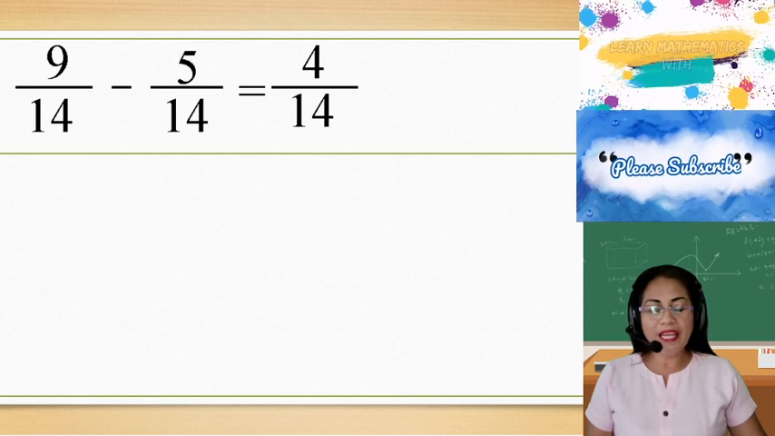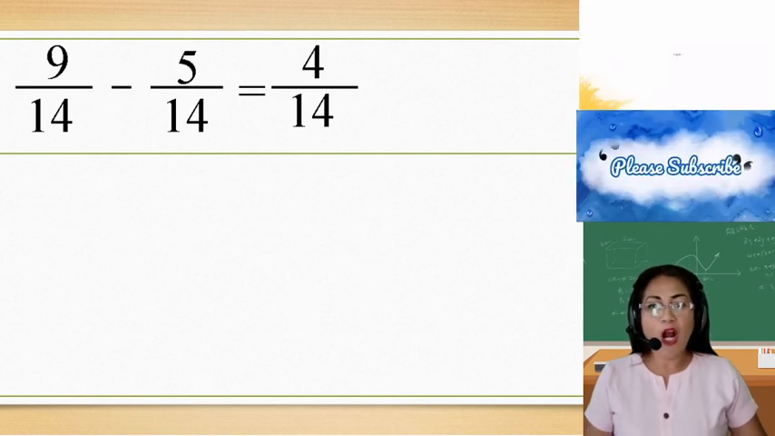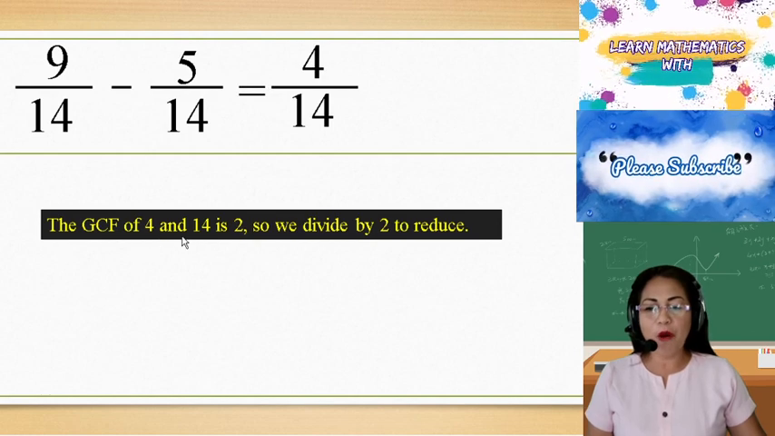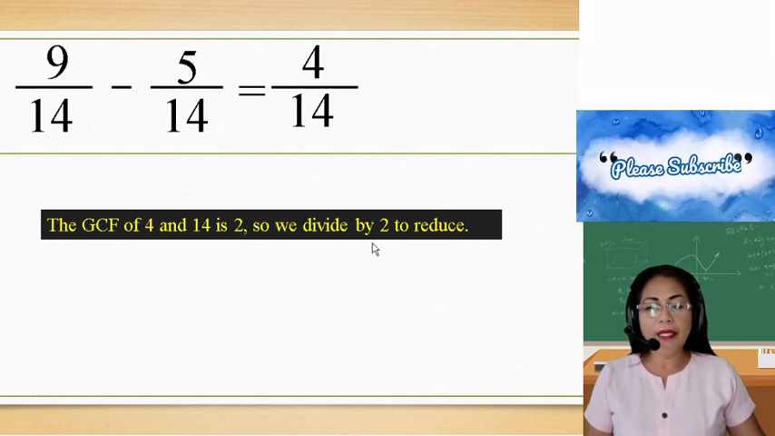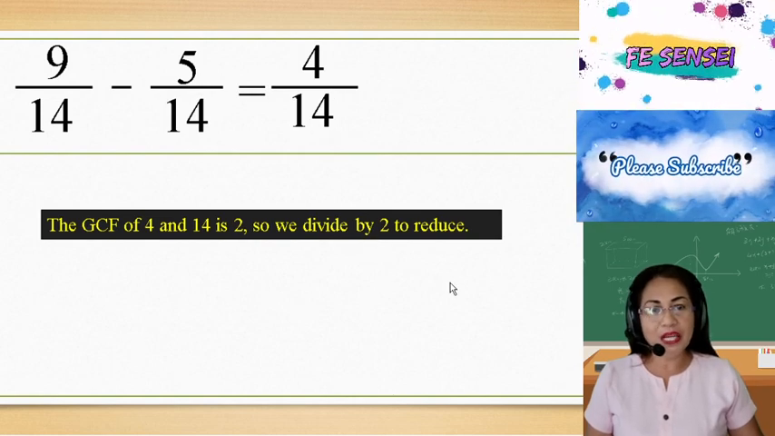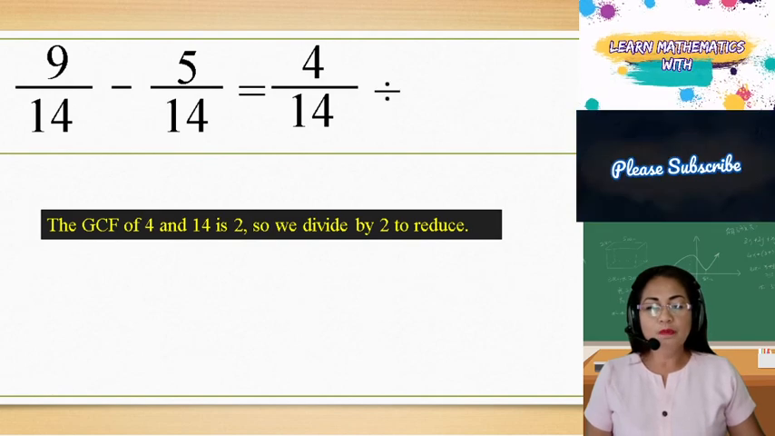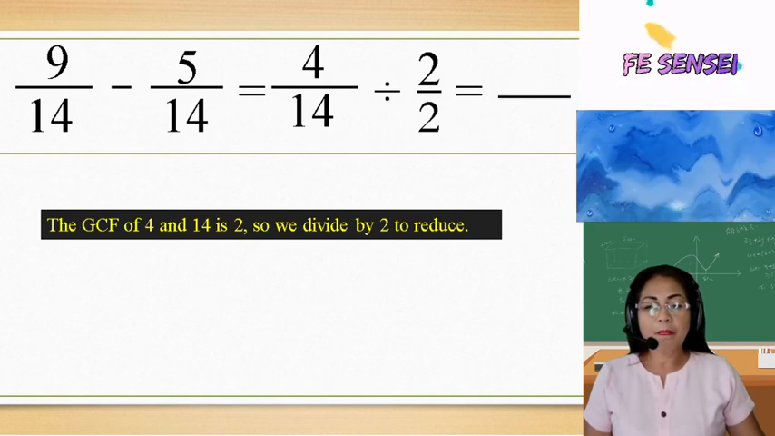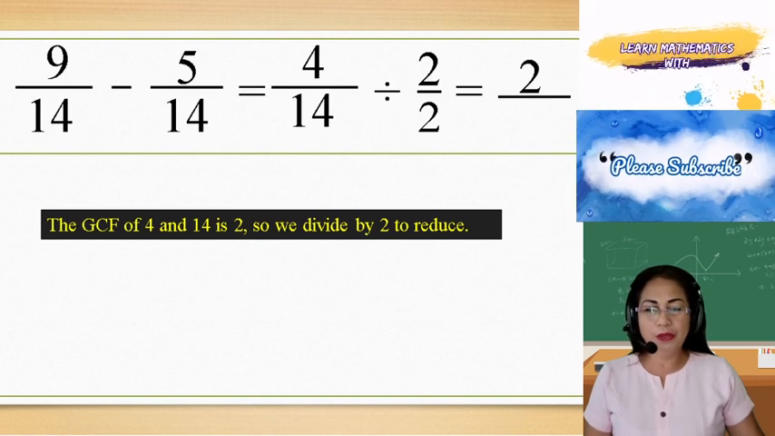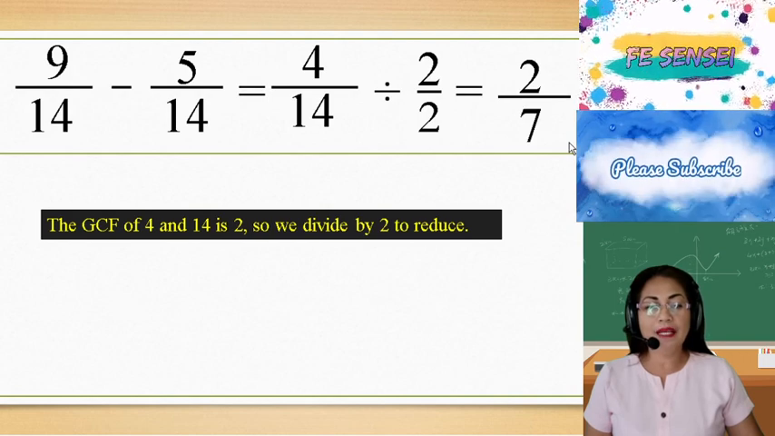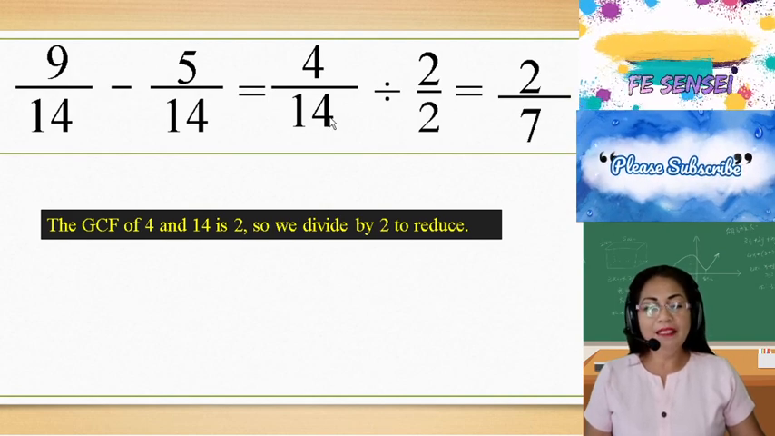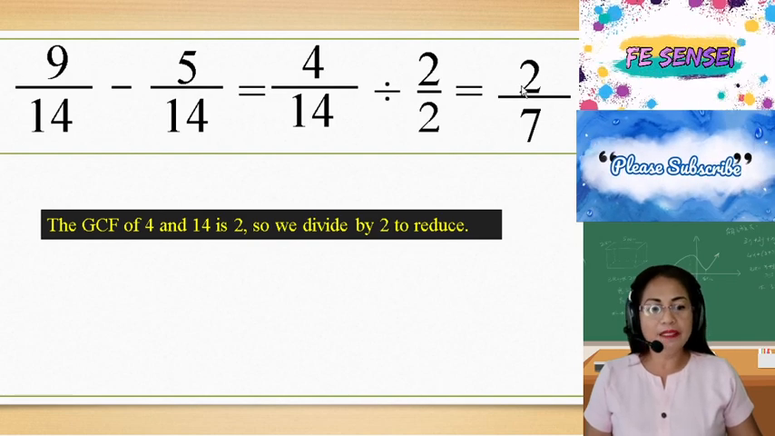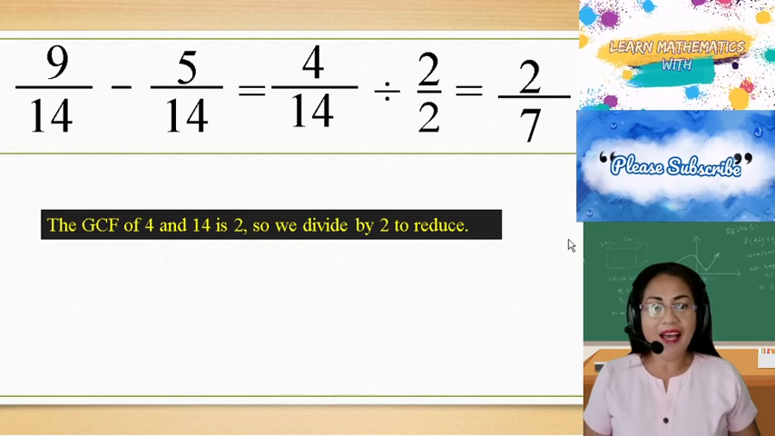4 over 14, 4 and 14 are not prime numbers. Therefore, we can reduce. So the GCF of 4 and 14 is 2. So we divide 4 over 14 by 2 over 2 in order to reduce the fraction. 4 divided by 2 equals 2. 14 divided by 2 equals 7. So 4 over 14 is equal to 2 over 7. And 2 over 7 is our final answer.